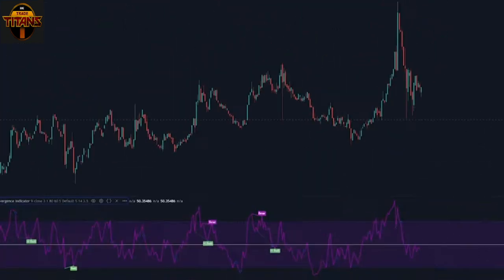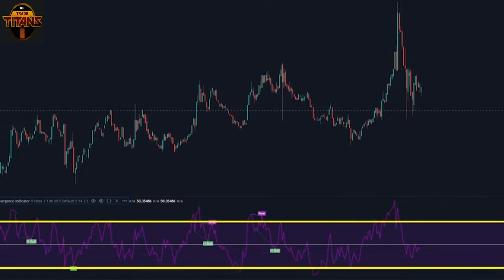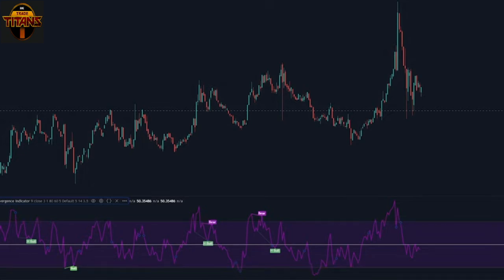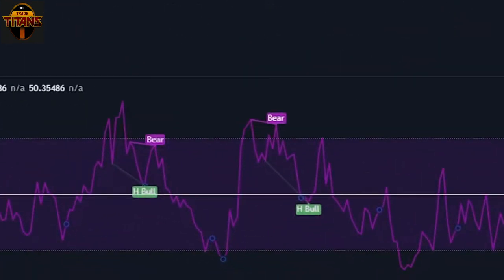Now, usually the RSI indicator is used for seeing if the market is overbought or oversold. But in this strategy, we're going to be using it to find momentum in the market. So rule number two is that we will only enter a trade if the RSI line is above the middle white line. If all the other rules are met and the RSI is below the line, we will not enter the trade.